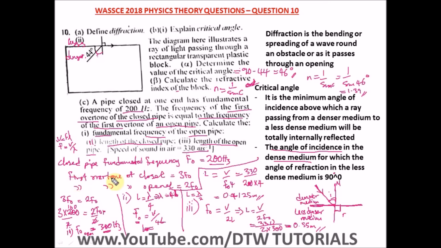For the first overtone of a closed pipe, you will notice that it is an odd multiple. First of all you have your F0. After your F0, you have your 3F0. The second overtone is your 5F0, and so on, odd multiples. But for your open pipe, they're just normal multiples like 2F0, 3F0. 2F0 is the first overtone, 3F0 is the second overtone, 4F0 is the third overtone, and so on and so forth.